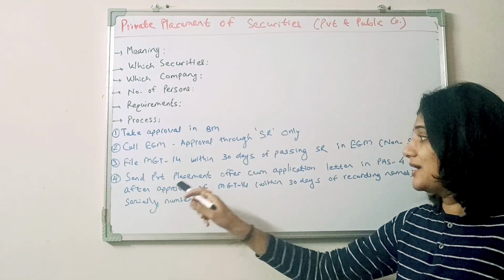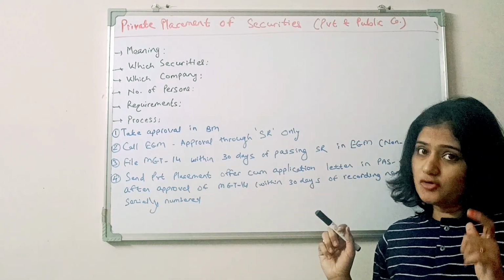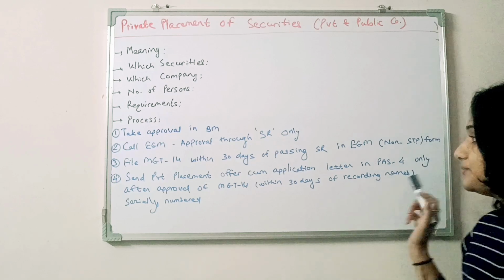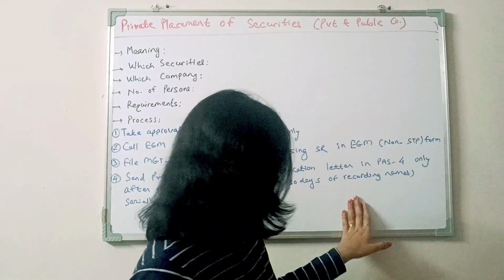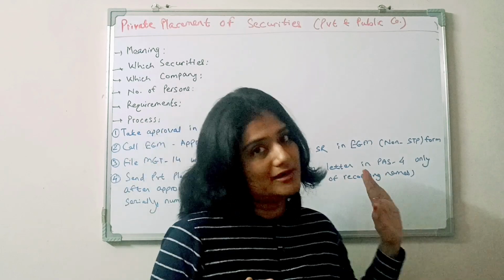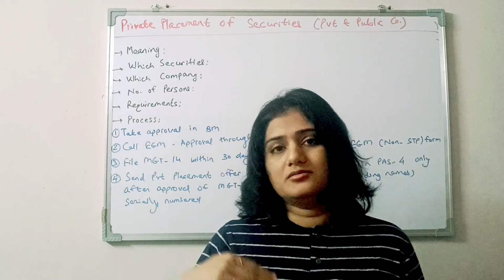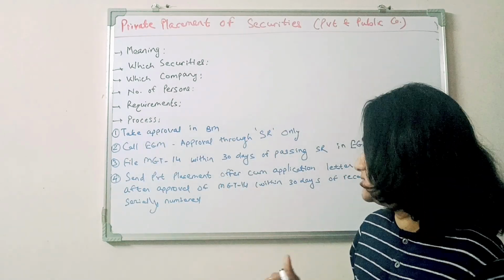Next, send the private placement offer cum application letter in the format of PAS 4 only after approval of this MGT 14, and the timeline is within a period of 30 days from recording the names of the selected persons.